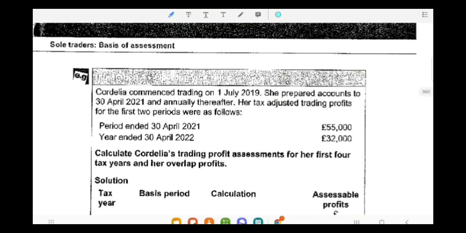This is our business starts on 1st July 19, and she prepared account for 30th April 21. So if business is started on 1st July 19, our first tax year is 1920. Second tax year is 2021. But our second tax year 2021 ends on 5th April 21, and period of account is not ending in the second tax year. So here we have to follow the actual basis for the identification of second tax year, for finding what is the profit to be assessed in the second tax year. Her tax adjusted trading profit for the first two periods is given as 55,000 and 32,000.